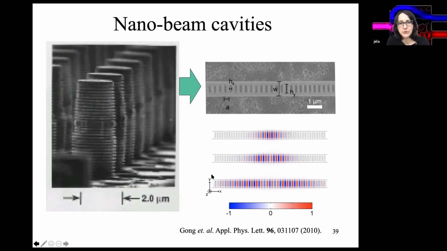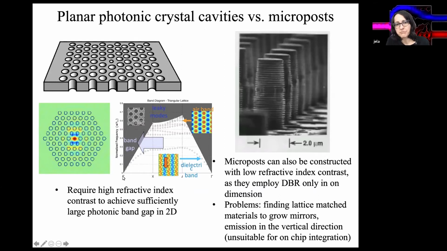So if you go back to the band diagram, you're basically just talking about one direction of the band diagram, as if you're only interested in the gamma-X direction. And there, even for low refractive index contrast, you'll always open a band gap at the end of this Brillouin zone. You don't really need band gaps to overlap in all the different directions.